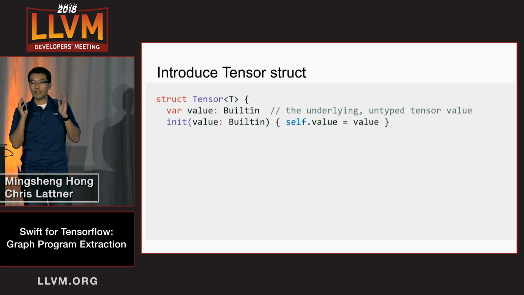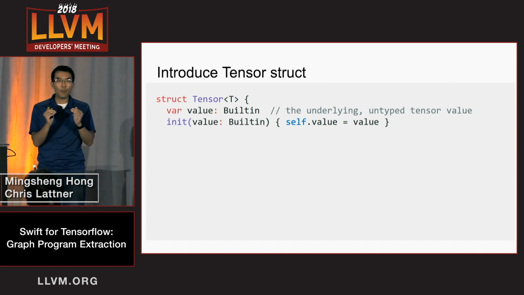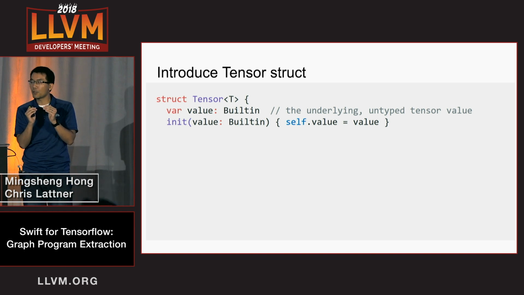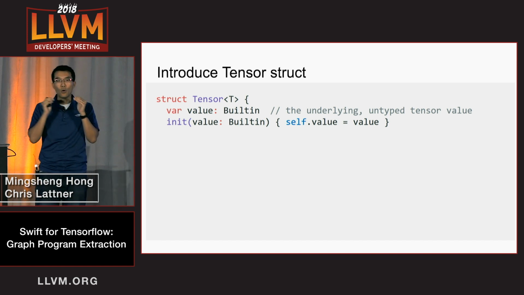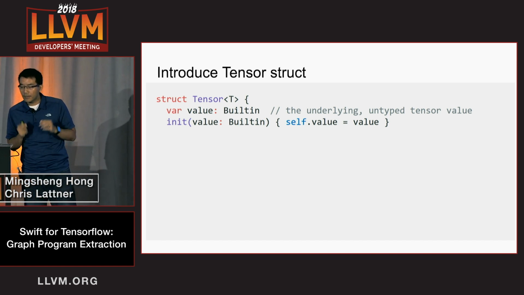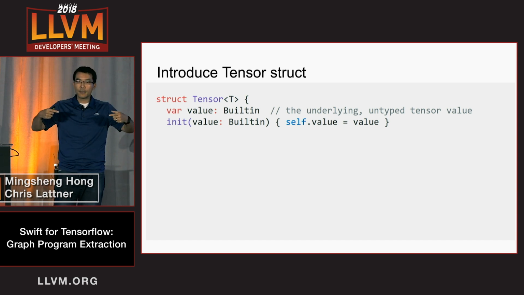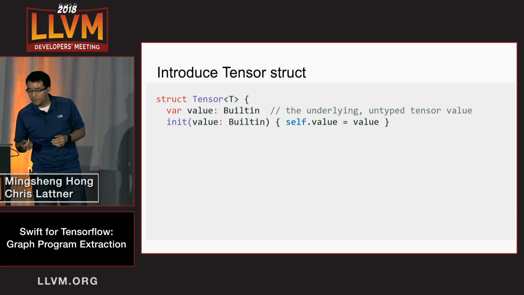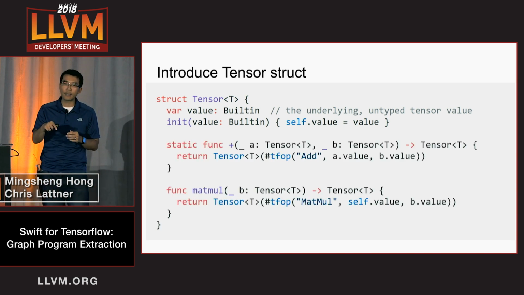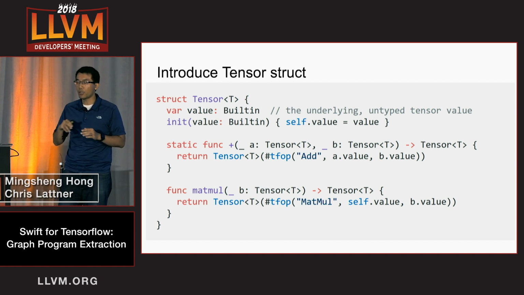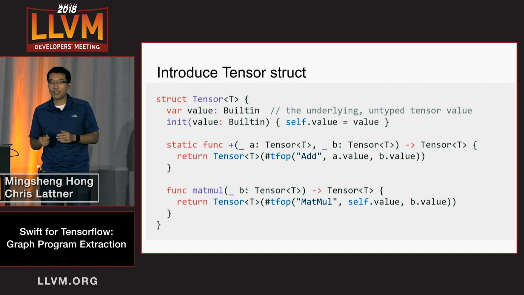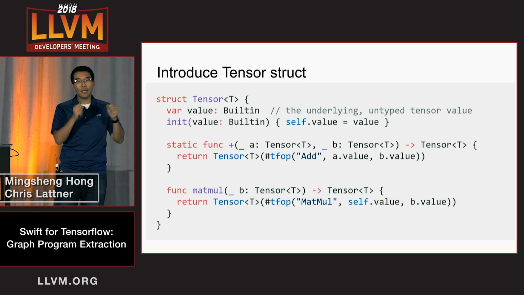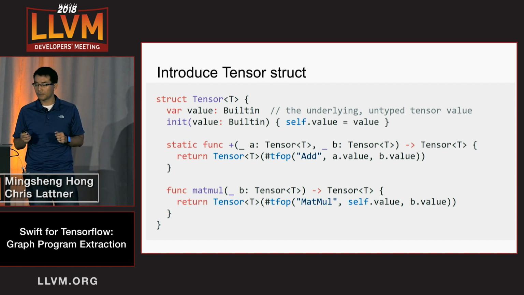First, we introduce a Tensor struct. It is generic over a tensor data type, so you can define an integer tensor or a float tensor. The struct itself wraps an underlying untyped tensor value. You can think of it as a C memory buffer. Based on this, we can add static and member methods to support different kinds of APIs. That's how we can support matrix multiplication, addition, and other things.